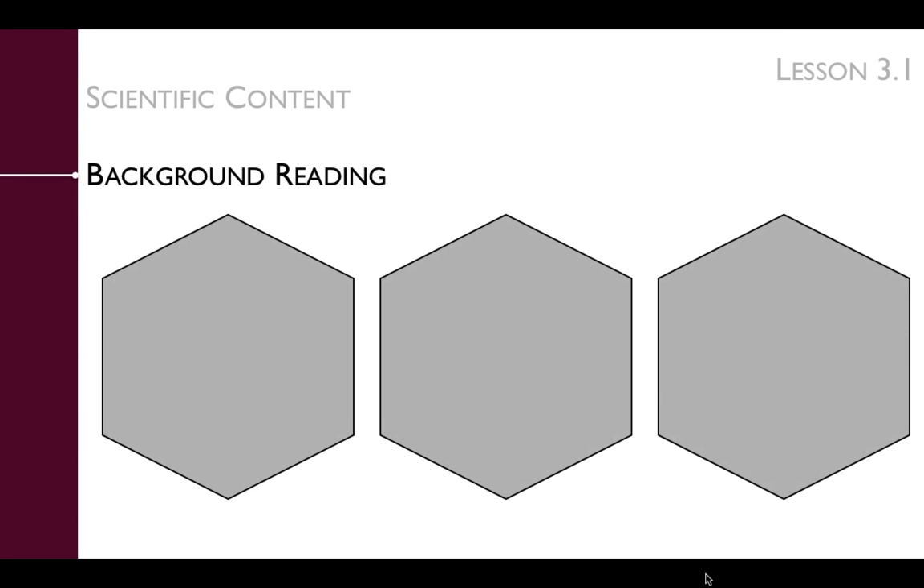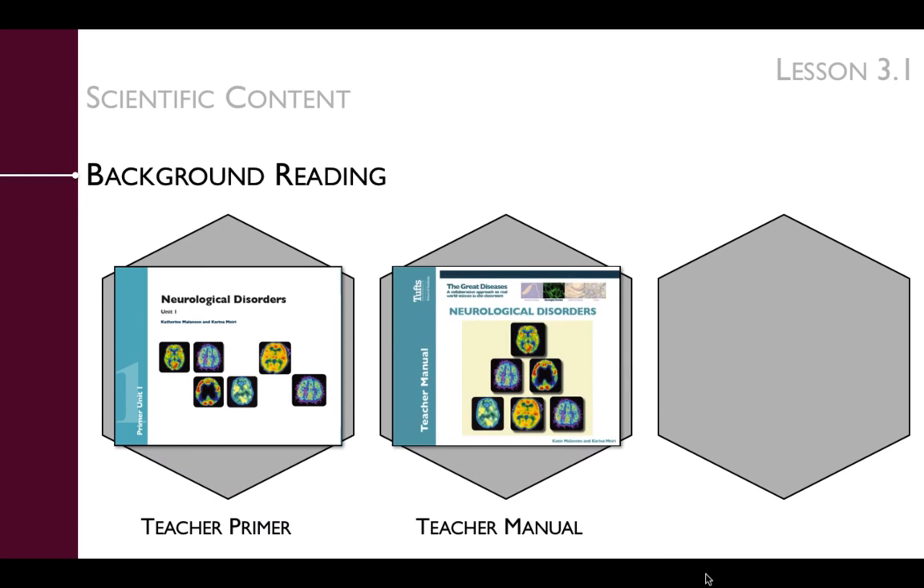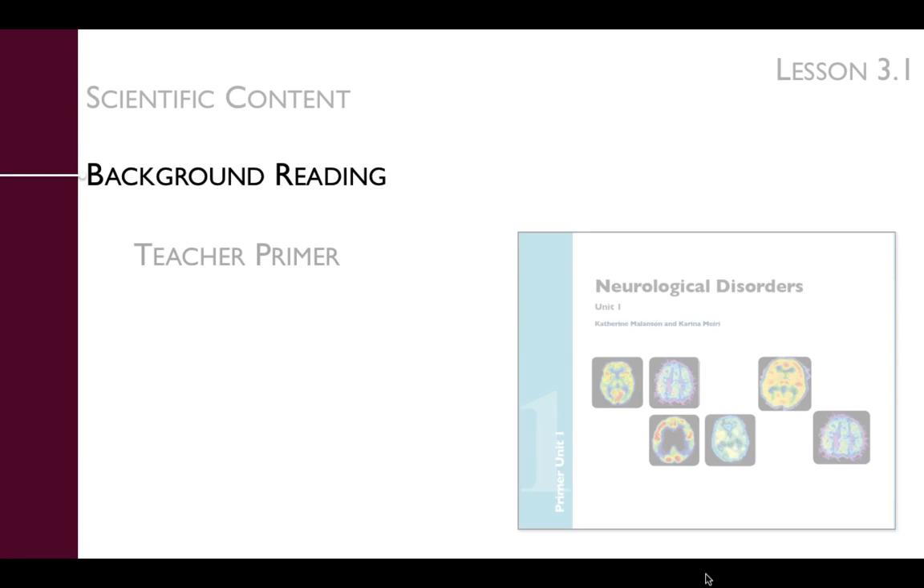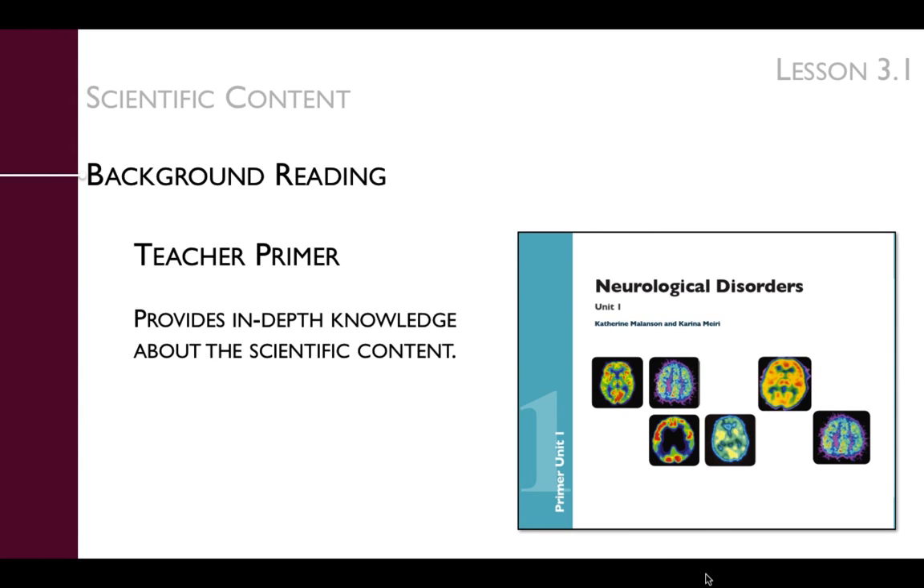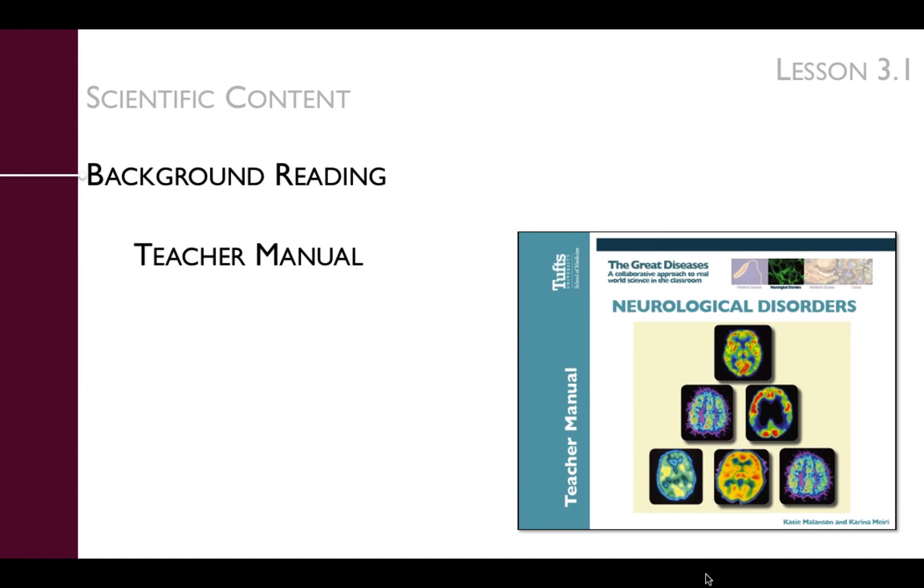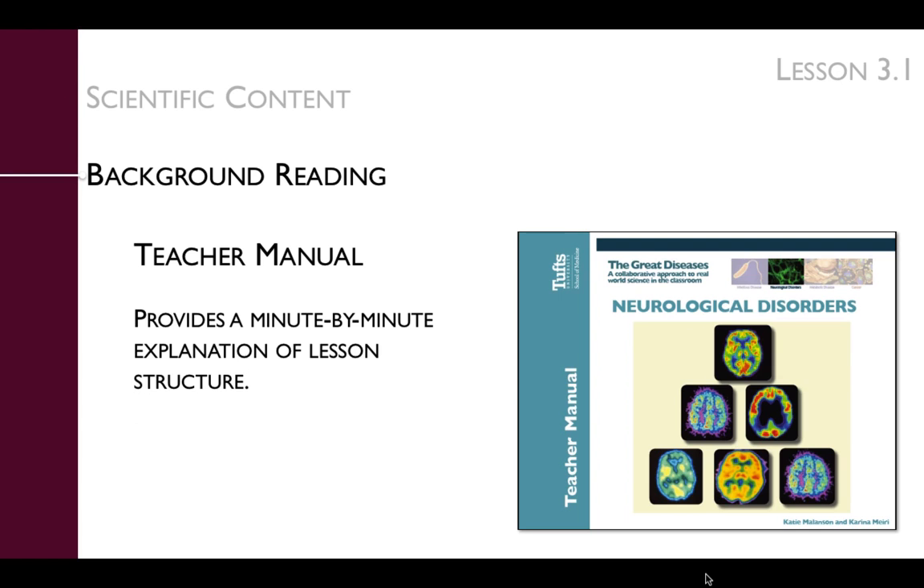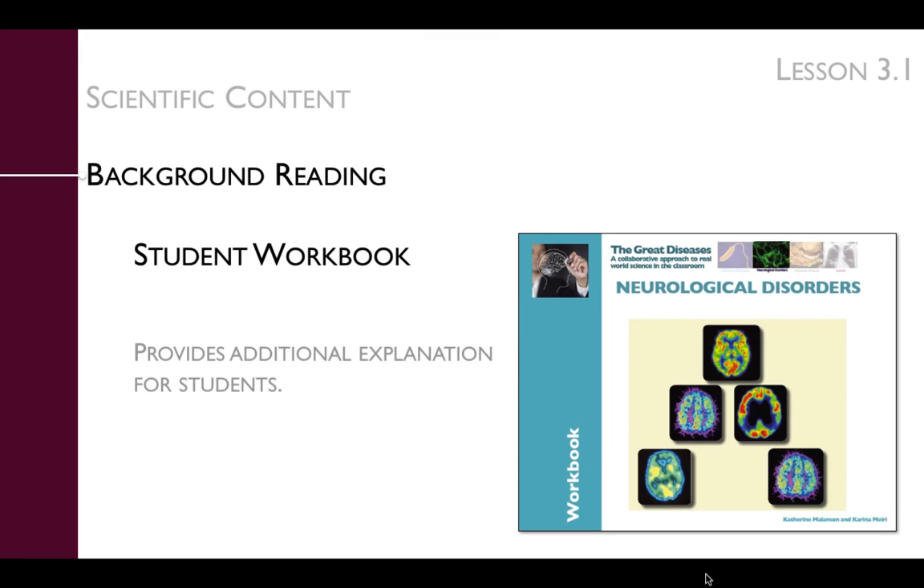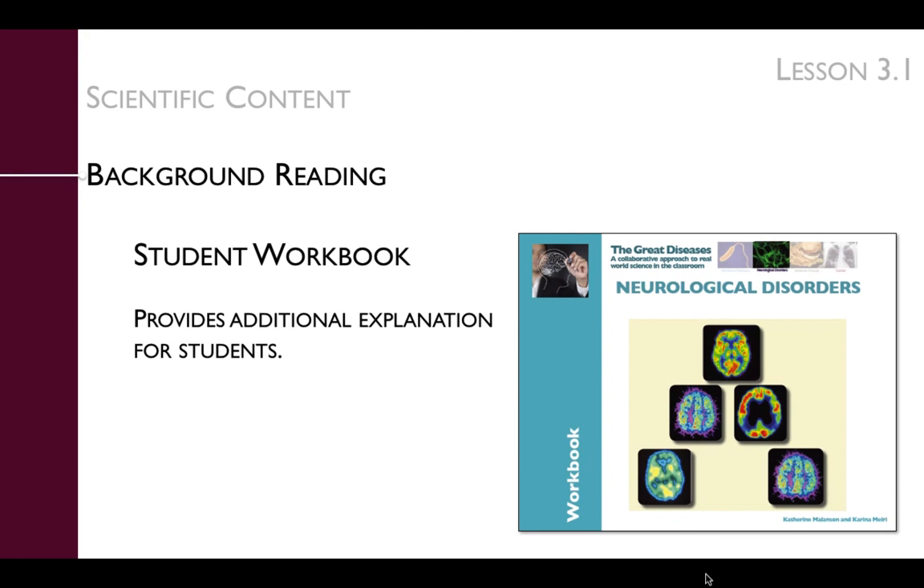You can review the scientific content in the background reading provided to you in the teacher primer, the teacher manual, and the student workbook. The teacher primer provides in-depth knowledge about the scientific content presented in the lesson. The teacher manual or lesson plan provides a minute-by-minute explanation of lesson structure, including instructions on how to manage the discussion and activity. And the student workbook provides additional explanation for students.